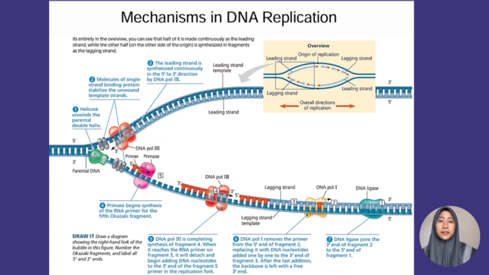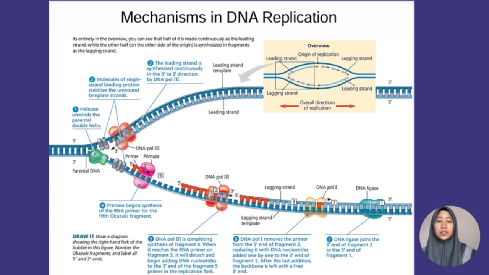Next, single-strand binding proteins stabilize the strand. These proteins keep the separated DNA strand from rejoining so they can be used as template. Leading strand synthesis. On one side of the replication fork, the leading strand, DNA polymerase III continuously adds new DNA nucleotides in the 5' to 3' direction, following the direction of the fork. On the other side, the lagging strand, replication happens in short sections called Okazaki fragments because DNA polymerase can only work in the 5' to 3' direction.